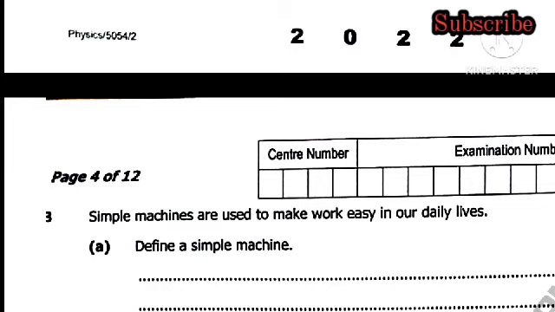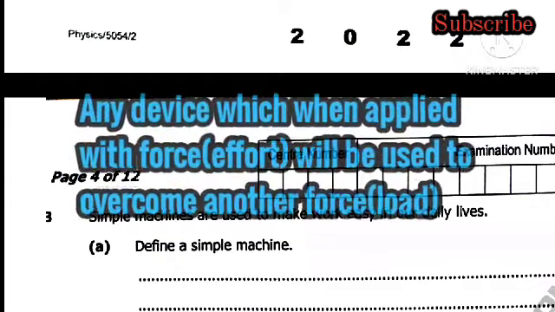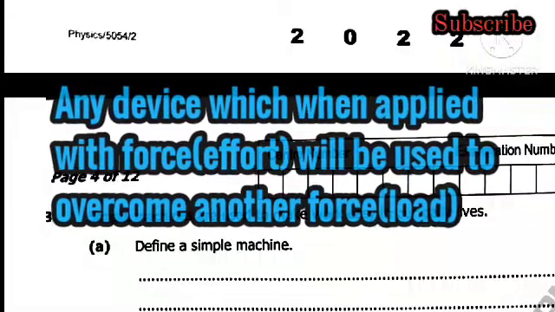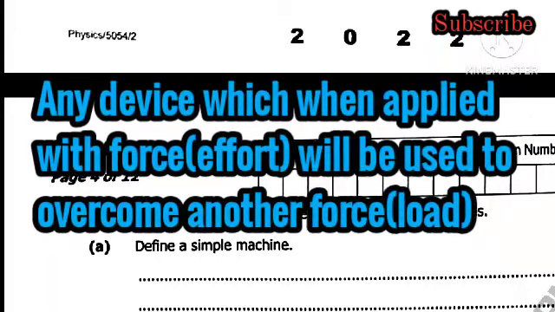You realize that most of the people don't want the long definition of a simple machine. So that definition that you love the most has been already used. So what is a simple machine? Define a simple machine. You say a simple machine is any device which when applied with force, and then in brackets you say effort, will be used to overcome another force, which is load. That's how you define a simple machine. Let's go to the next one.